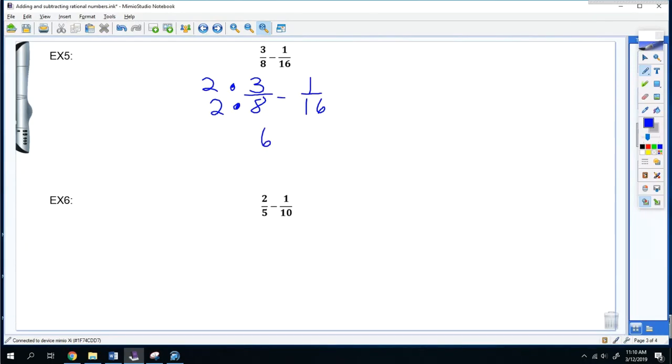So I'm going to have 6 over 16 minus 1 over 16. Subtract it. And when you subtract, the bottom stays the same. So that'll just be 16. So you just have to do 6 minus 1, which is 5. So now you try one.